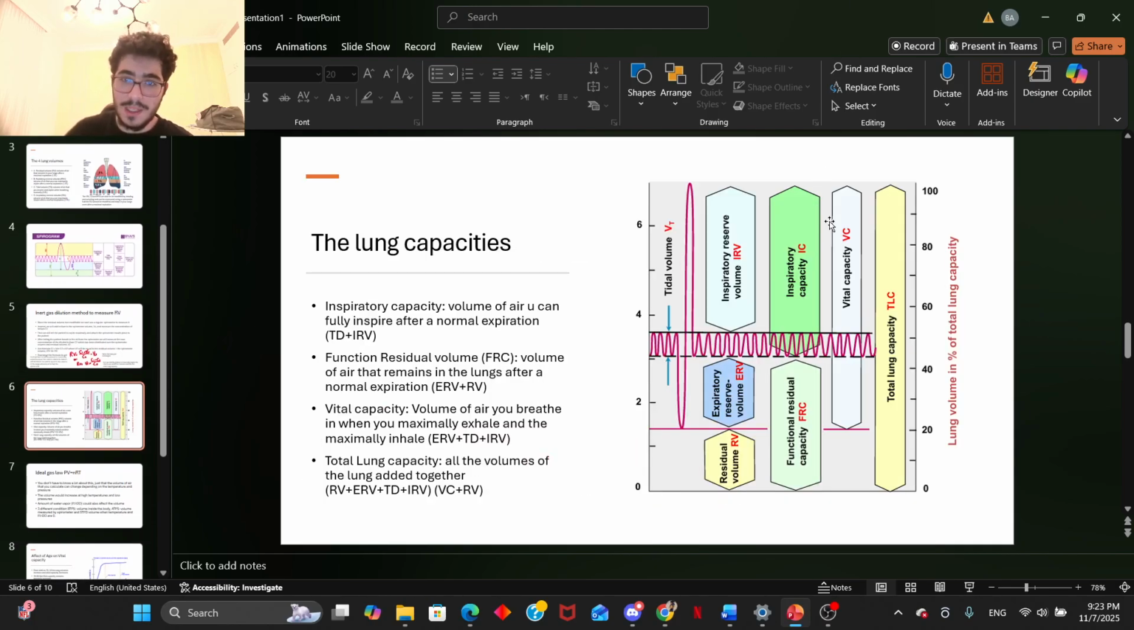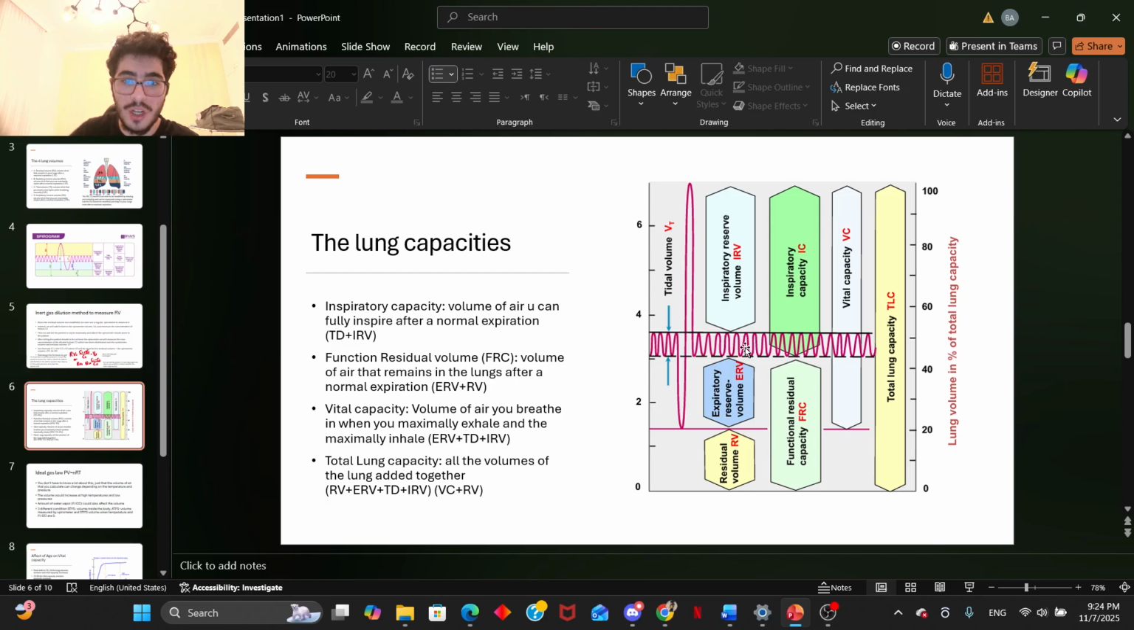Next are the lung capacities, and the lung capacities are basically just a mixture of the lung volumes. For example, the inspiratory capacity, which is this dark green one right here, is going to be the tidal volume plus the inspiratory reserve volume. And it's basically the volume of air that you can maximally inspire after a normal expiration.